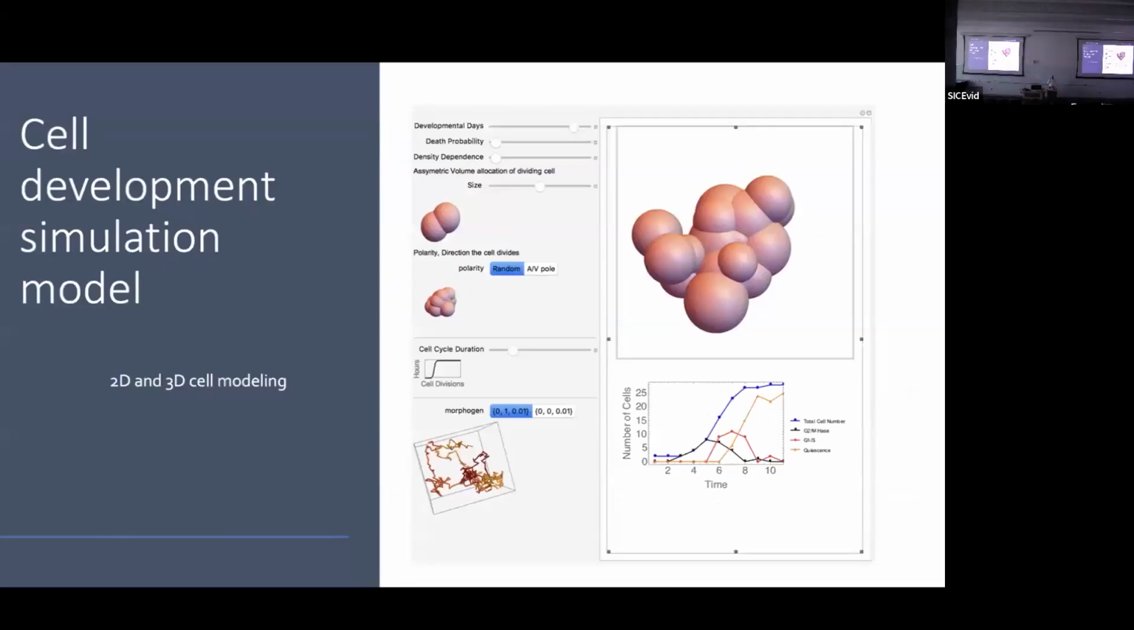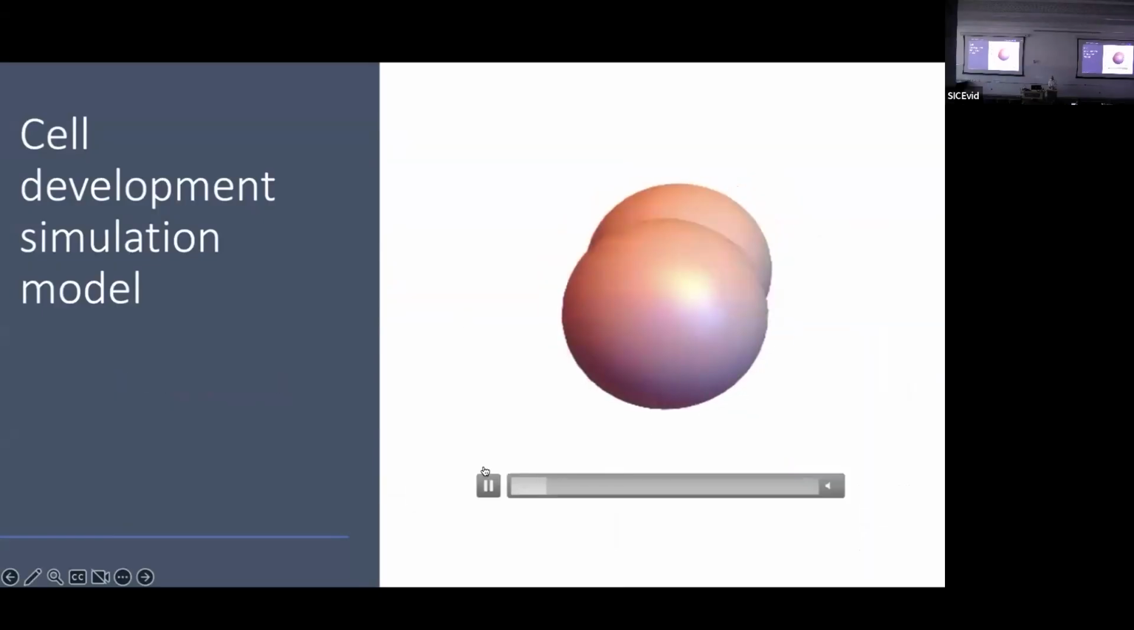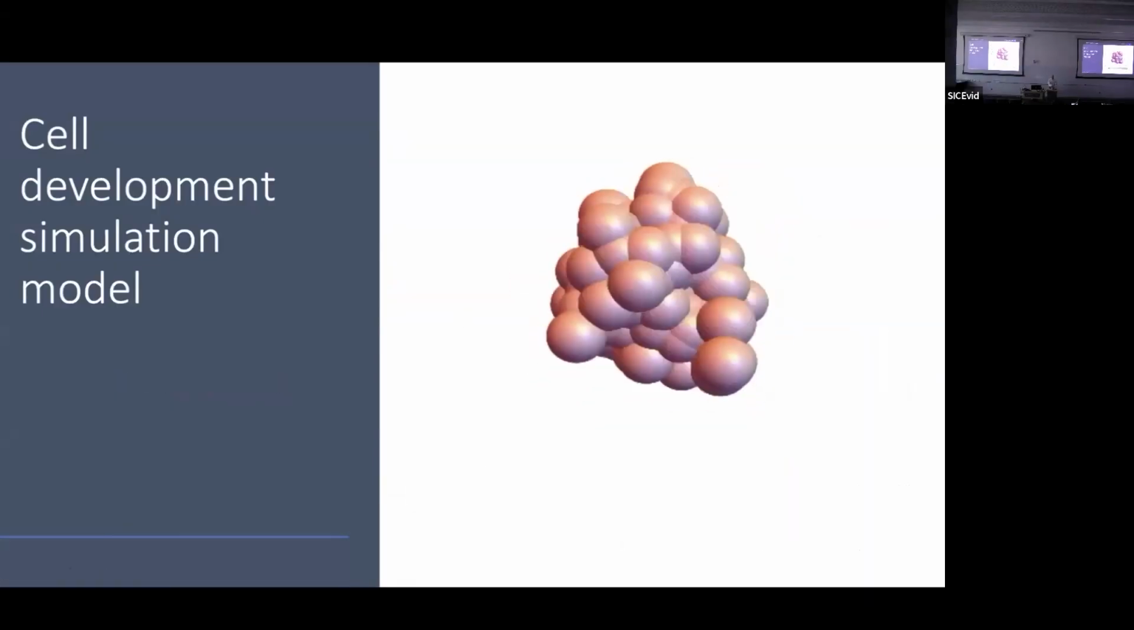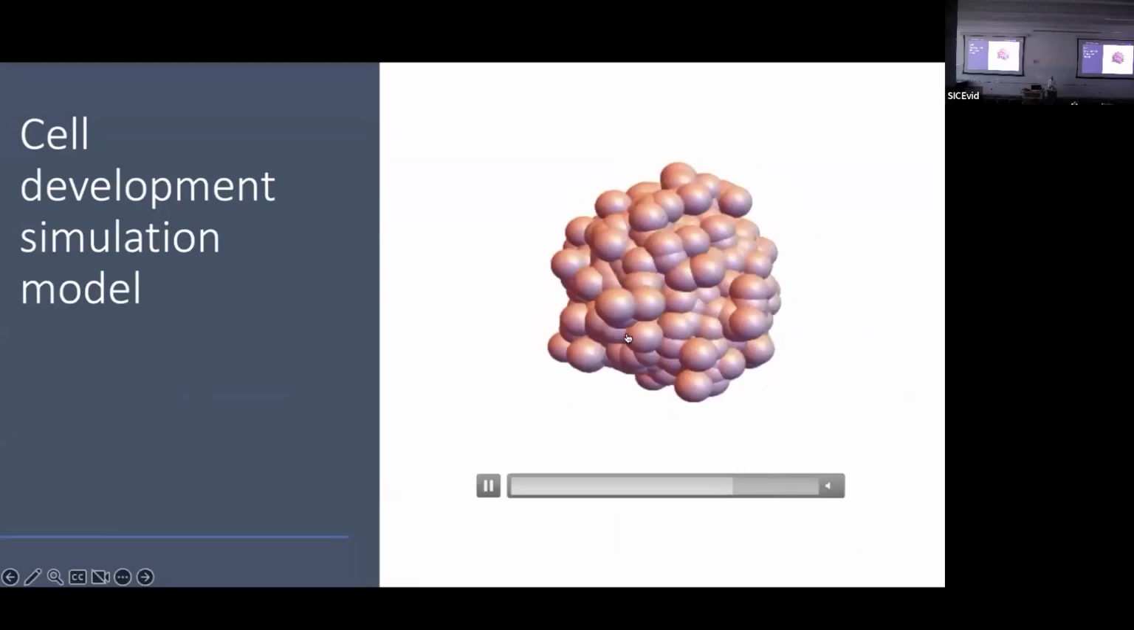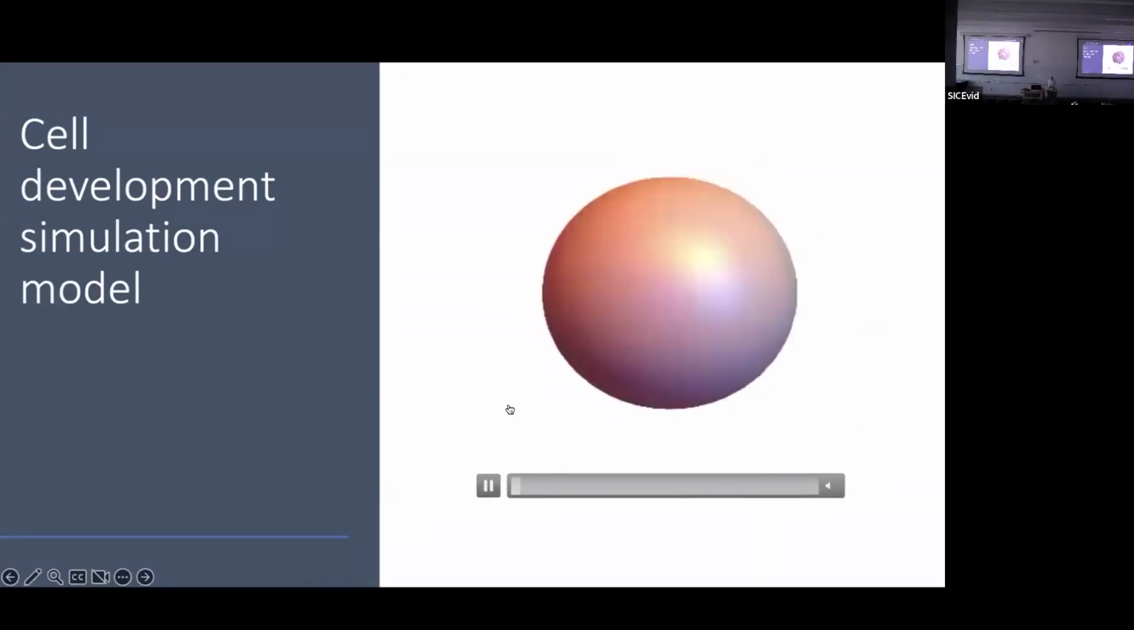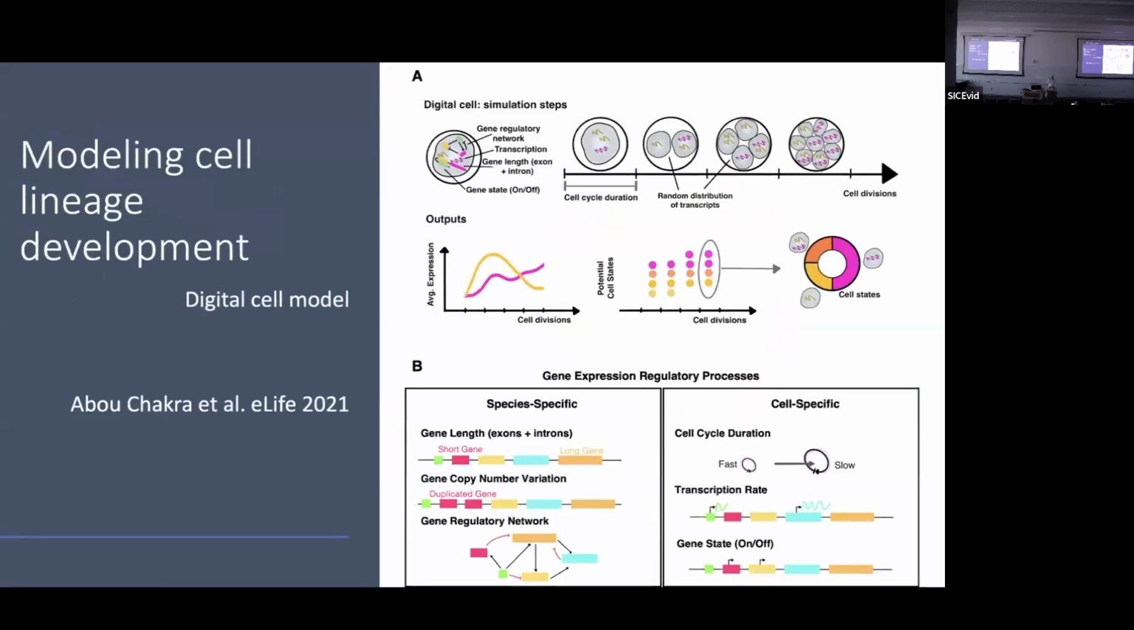Okay, so I'm going to skip to mathematical modeling now, and this is work by Maria Abuchakra and my group, who's been thinking about how cells grow from a stem cell. So we have created a cell development simulation model in 2D and 3D, and we have all sorts of parameters that we've been playing with. You can generate a 3D model that looks like this of cells growing, and we can change parameters and see the result.